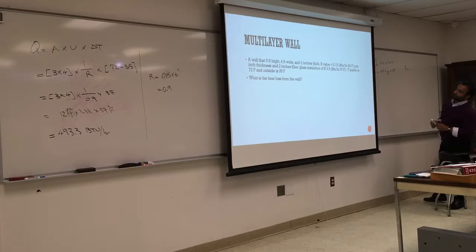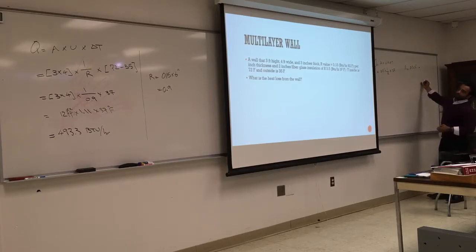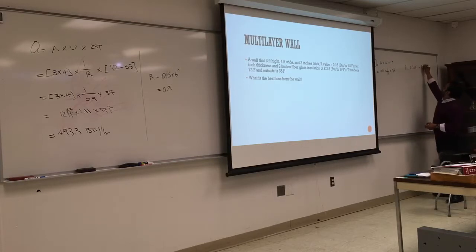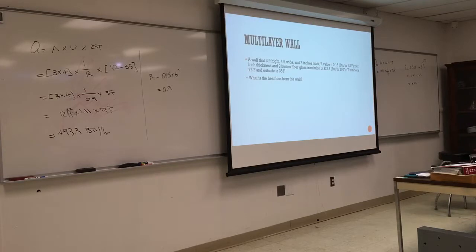So it's 0.15 per inch, and we have 3 inches this time. So 0.15 times 3 inches plus 2 inches of fiberglass at 3.5. So the 2 inches are 3.5 insulation. So that will be 0.45 plus 3.5 equals 3.95. Won't it be 7? No, the whole 2 inches are 3.5. Oh, okay.